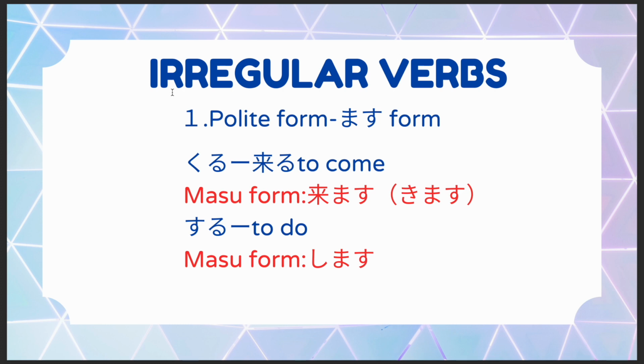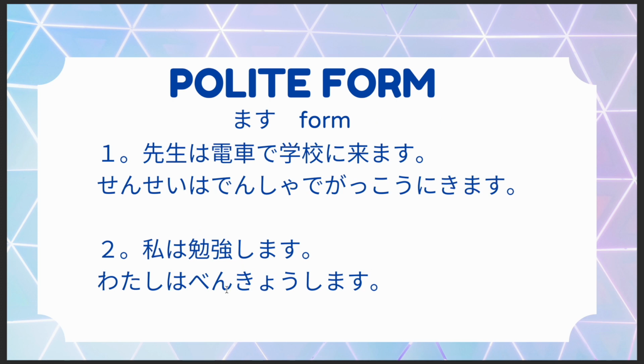So we're going to start with number 3, irregular form of verbs. The polite form, also called the masu form of kuru, is kimasu. So kuru becomes kimasu and suru becomes shimasu. Some examples. Sensei wa densha de gakkou ni kimasu.